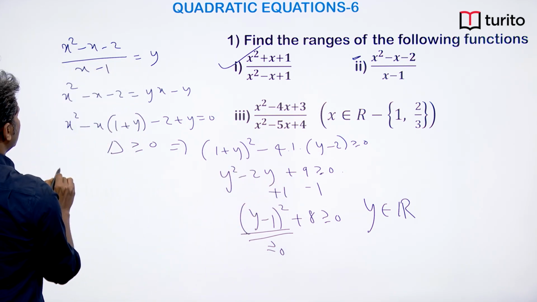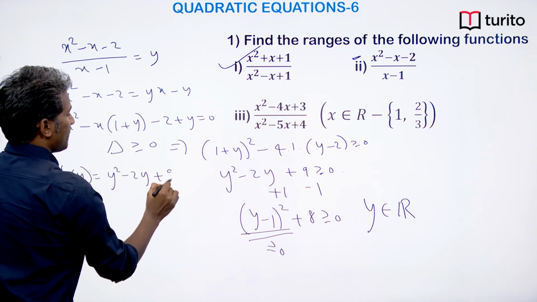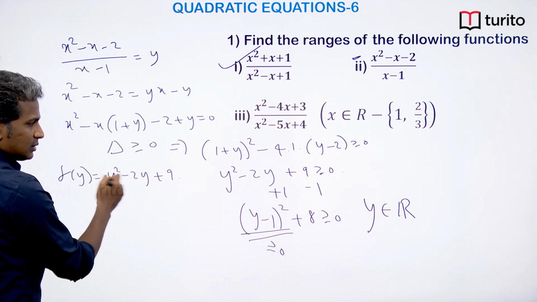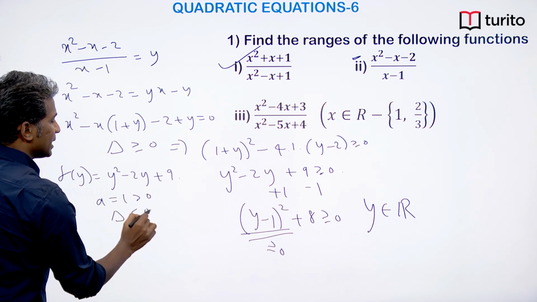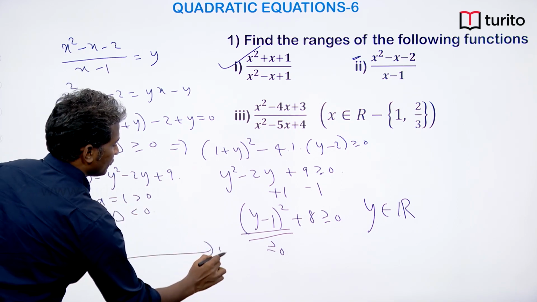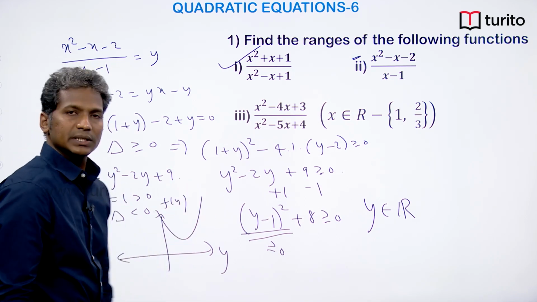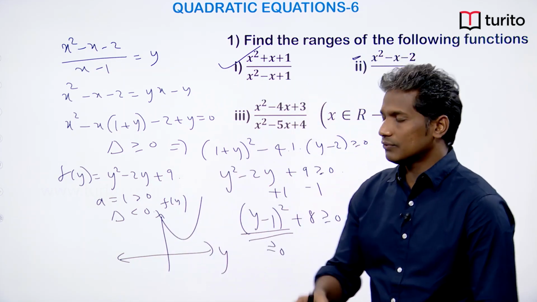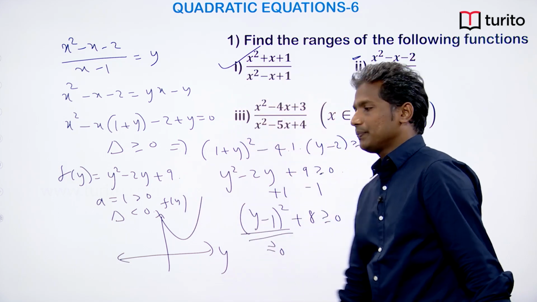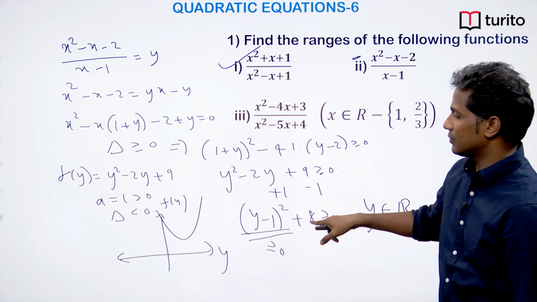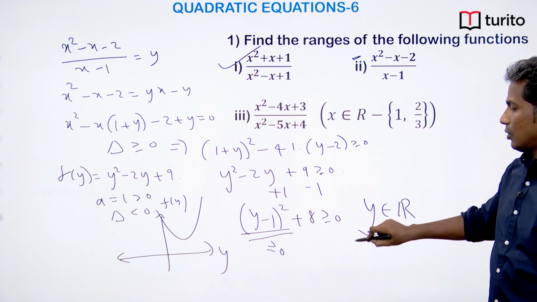let's take this as f of y equal to y square minus 2y plus 9. The coefficient of the highest power is 1, which is positive, and our discriminant is negative. So the graph of y versus f of y is going to be completely above the x-axis, which means no matter what value of y I put in this function f of y, the output is always positive. So this discriminant greater than or equal to 0 condition is already satisfied, which means y must belong to all real values.